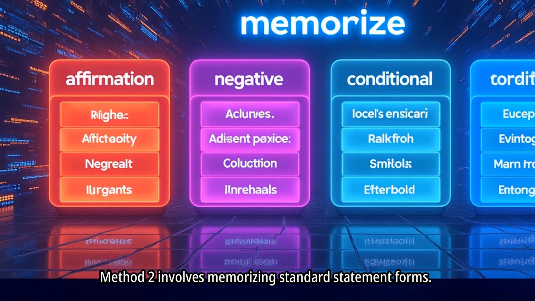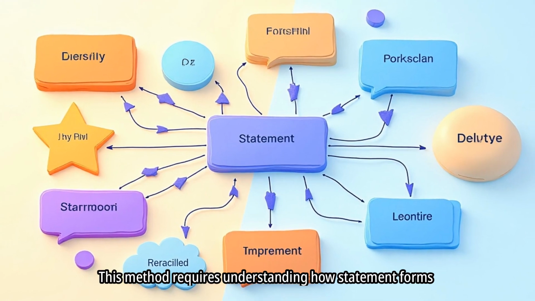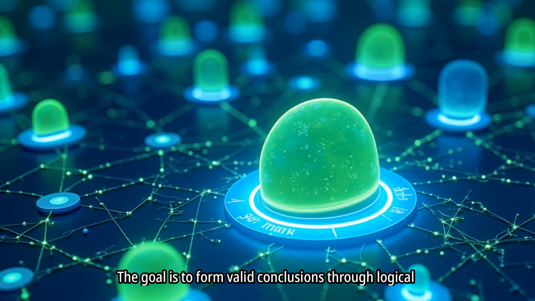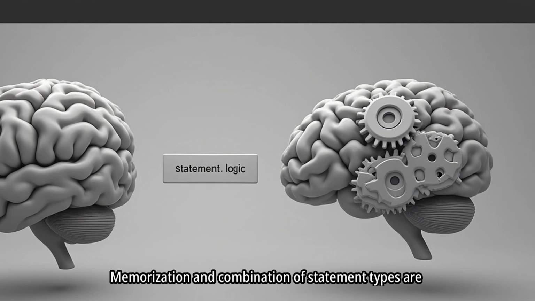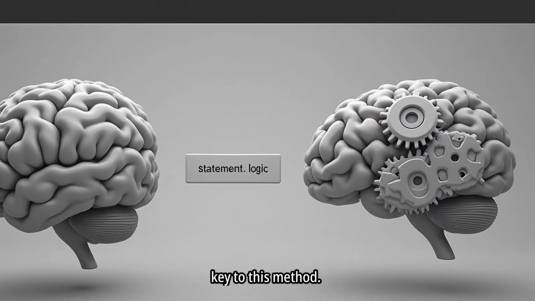Method 2 involves memorizing standard statement forms. This method requires understanding how statement forms combine. The goal is to form valid conclusions through logical combinations. Memorization and combination of statement types are key to this method.